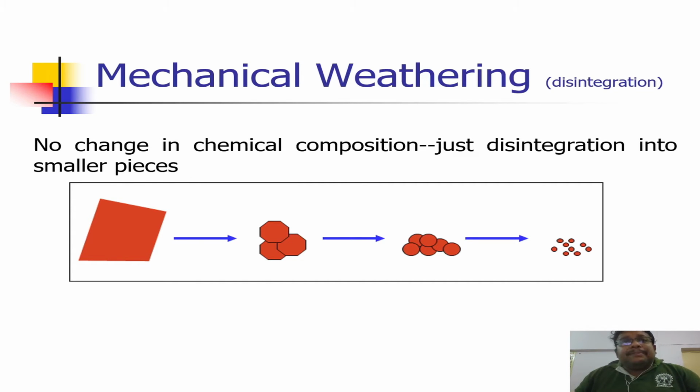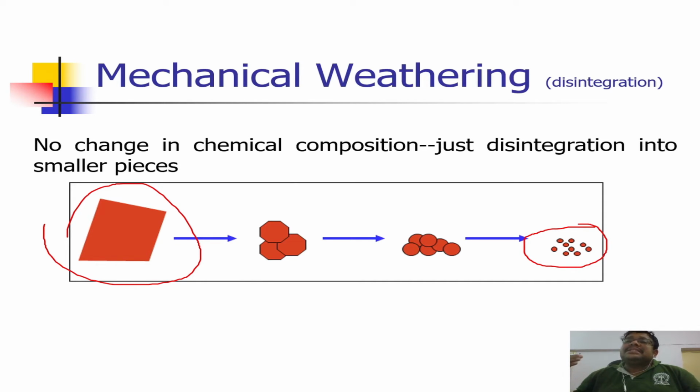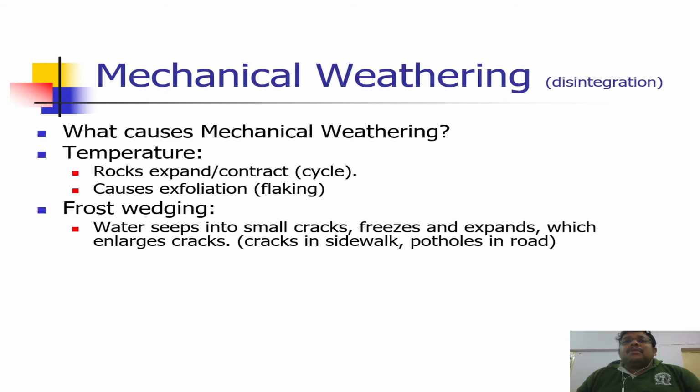If you consider this is a big rock, and this big rock is disintegrating into smaller fragments and ultimately creating the parent material, which is stage 0 or stage 1 of soil formation. So these changes of size from the parent rocks to the parent material are accomplished by mechanical weathering or disintegration, and you can see there is no change in chemical composition, only a change in the size of the material. Now what causes the mechanical weathering?